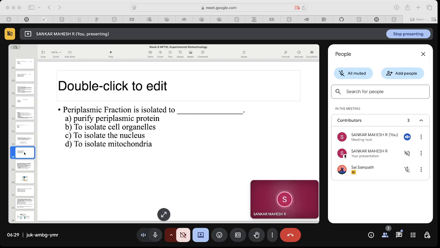The next question is: periplasmic fraction is isolated to dash. Option A, purify periplasmic protein. Option B, to isolate cell organelles. Option C, to isolate the nucleus. Option D, to isolate mitochondria. To start with, we can discuss what periplasm is, and what the content of a periplasm is. With that, we'll be able to answer this question.